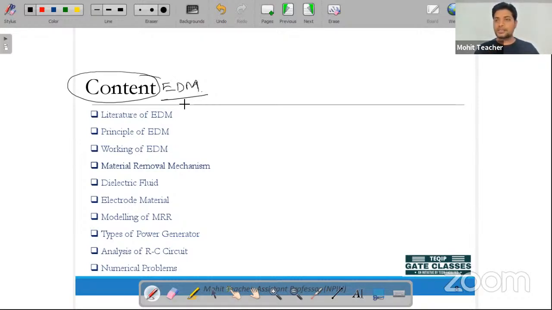So let's start. What is the content? I am briefing you first, then we'll go one by one. First we will study the literature survey, how electric discharge machining came into existence and why we followed it. Next we'll discuss the principle, then the working. After that we'll go to material removal, how the material is removed, and how the material removed from the workpiece and tool area comes out.